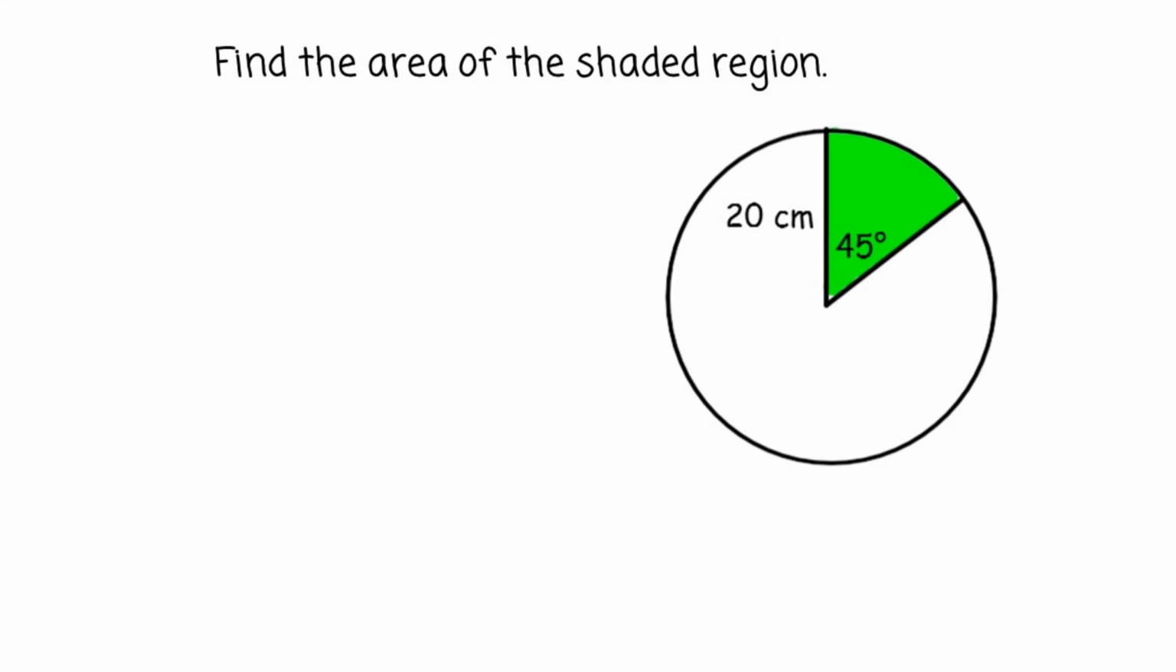Here's our first example. We have a 45-degree central angle here, which means my arc measure is also 45. So area is going to equal 45 out of 360 times the area. We know area is pi r squared, so pi times 20 squared. Let's see if we can simplify this a little bit. So 45 out of 360 simplifies down to 1/8.